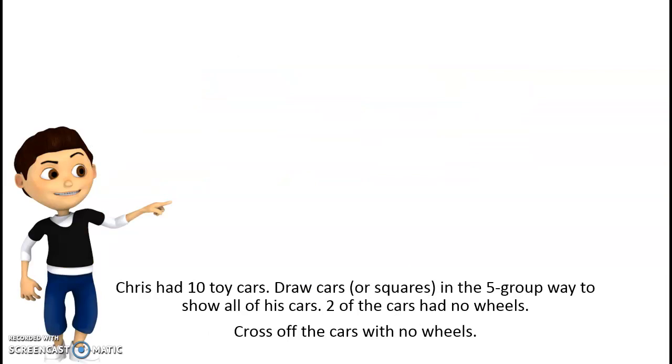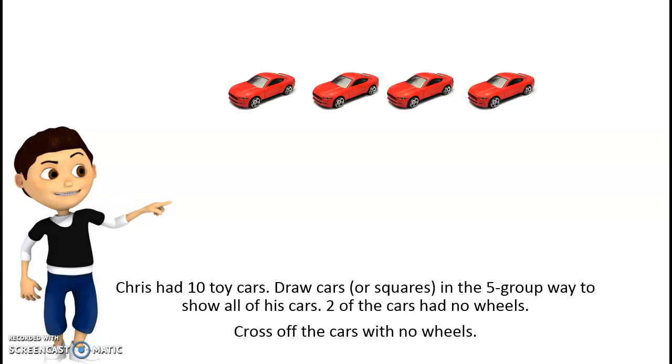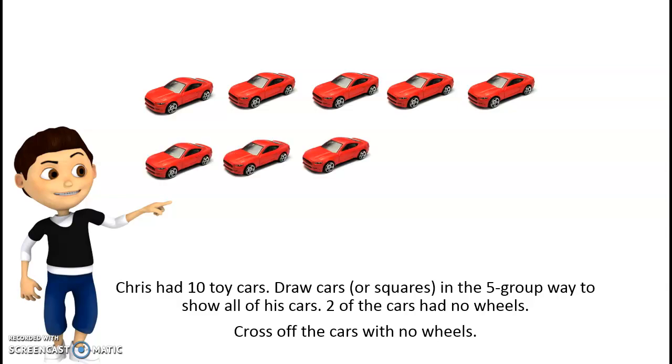Chris had 10 toy cars. You can draw cars or squares to make it easier in the 5-group way on your whiteboard or on your piece of paper. 5, 6, 7, 8, 9, 10. Have you drawn Chris's cars?